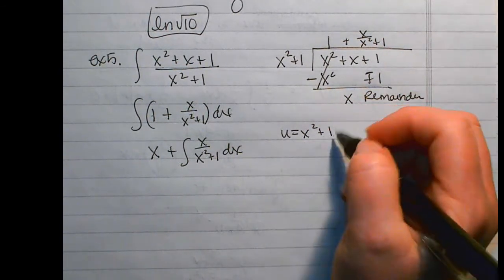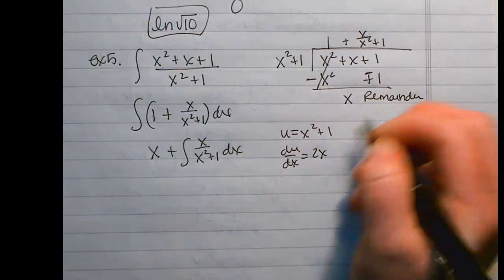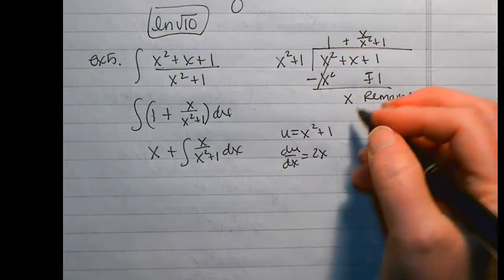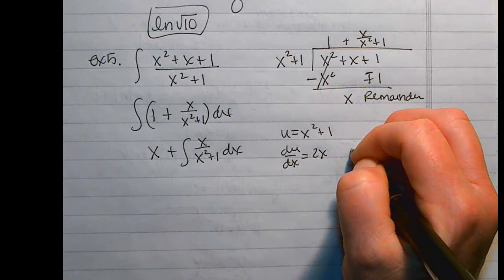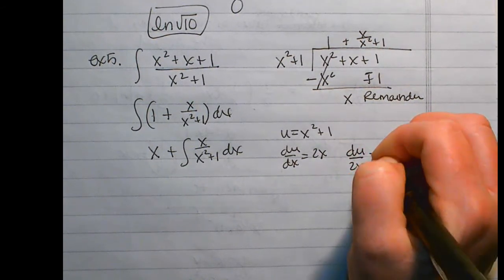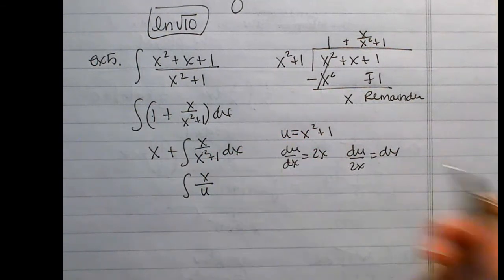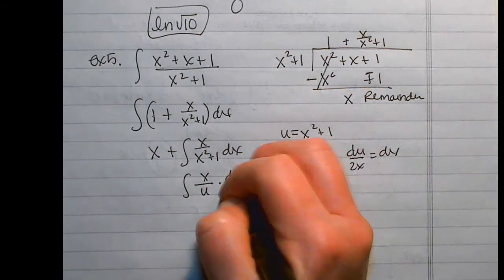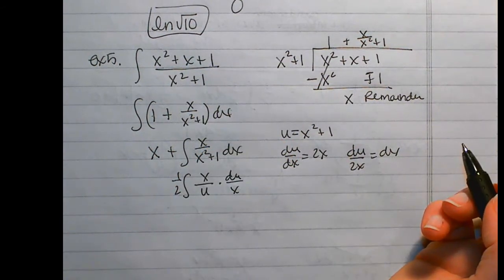So if u is x squared plus 1, du dx equals 2x, period. So I'm going to have the 2 in the bottom. I'm going to have du over 2x equals dx. So I'm going to have x over u du times 1/2. We've already done that problem. I'll pause and let you catch up.